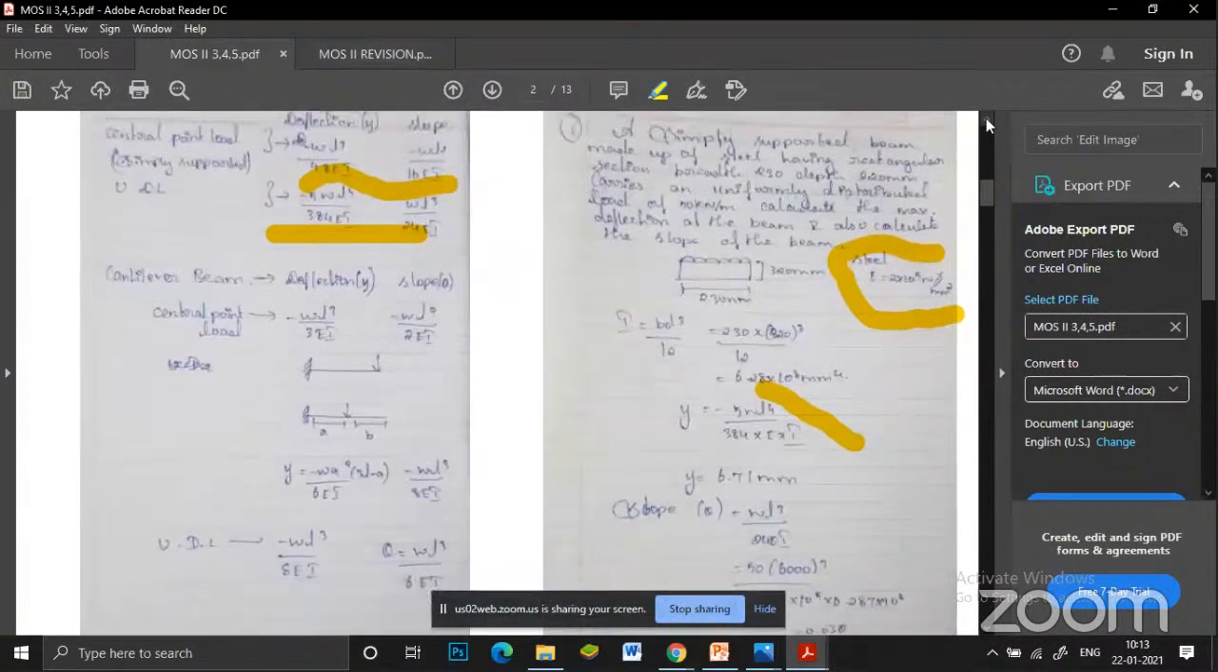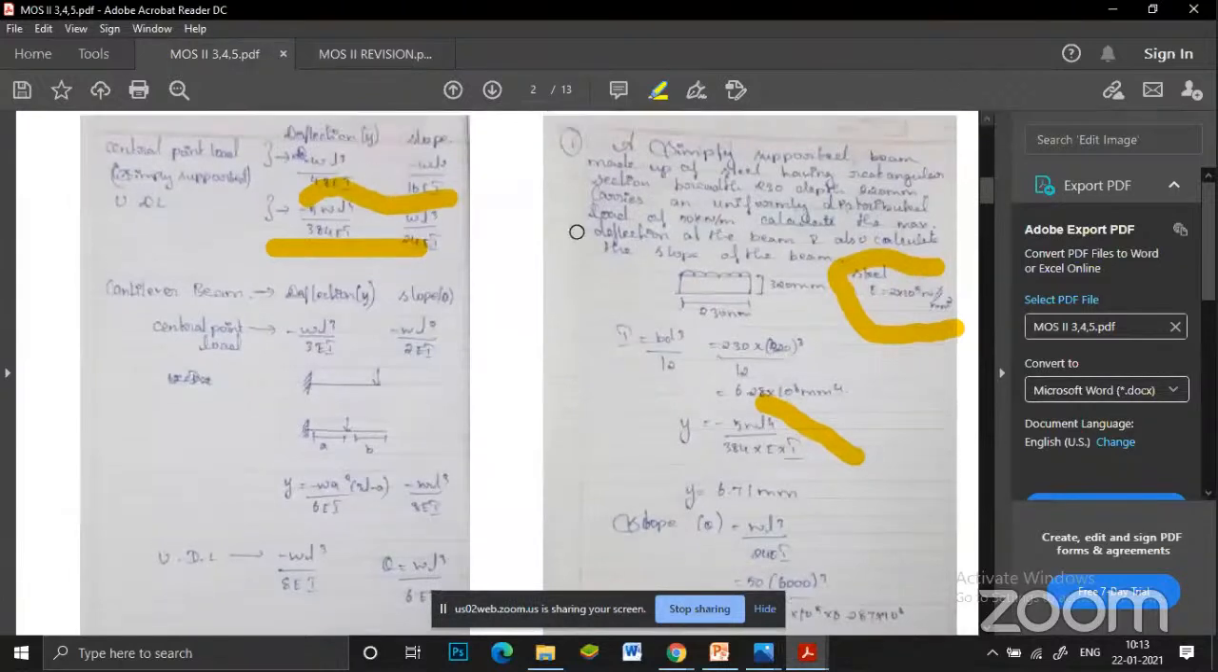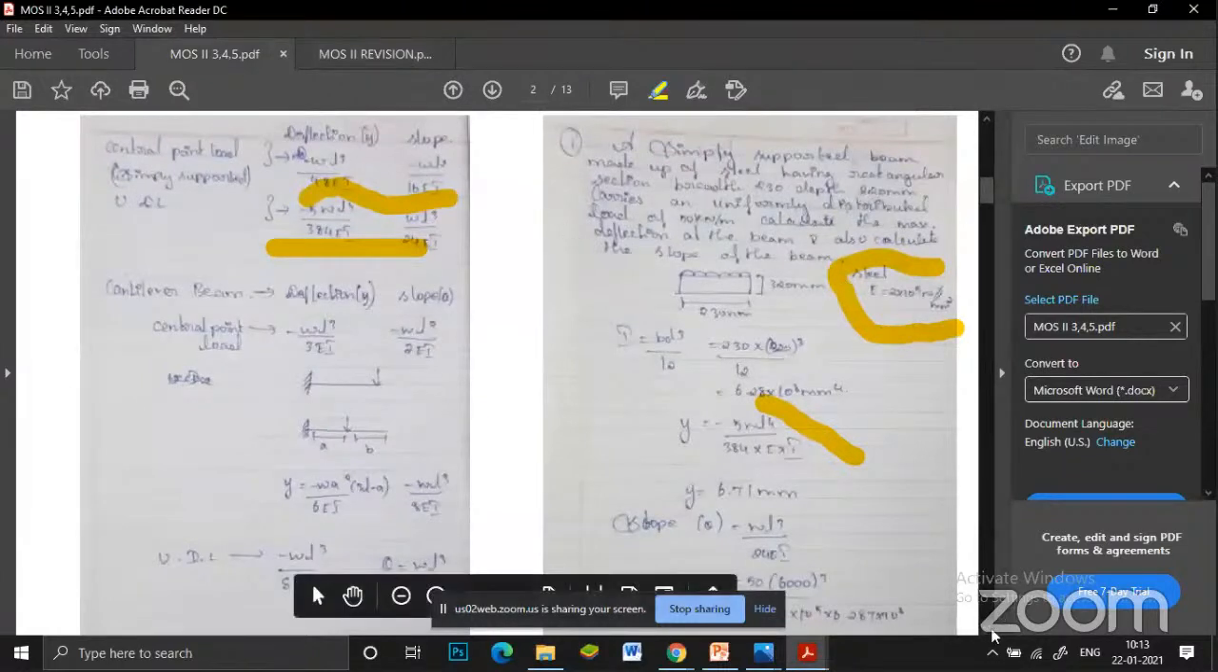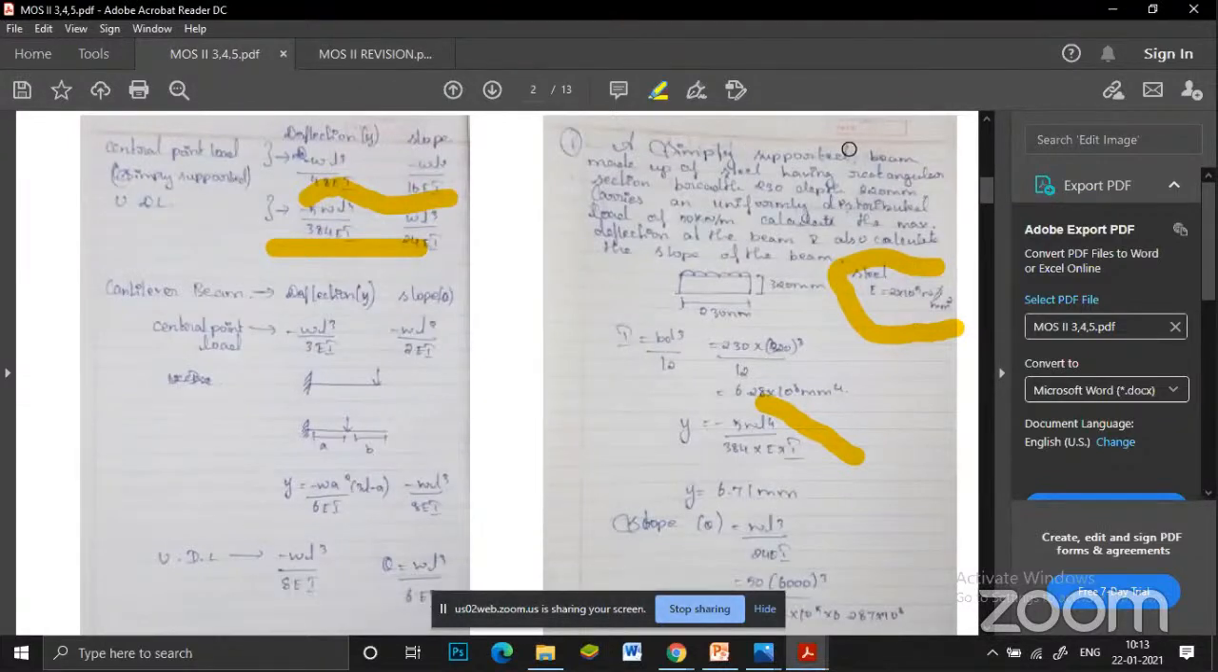So in that case they might ask the formulas, they may confuse you, so you have to be thorough with all these formulas. Okay, then they might ask in case of a simply supported beam, they might also ask a cantilever beam.